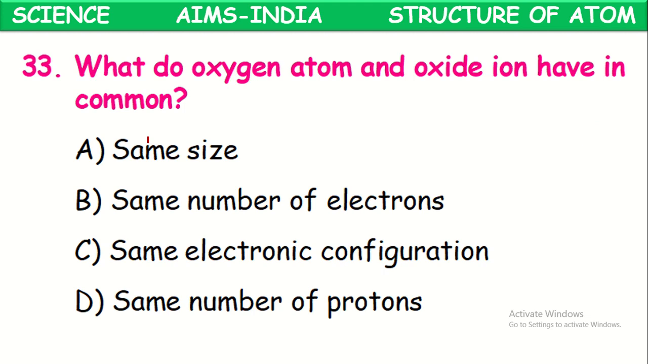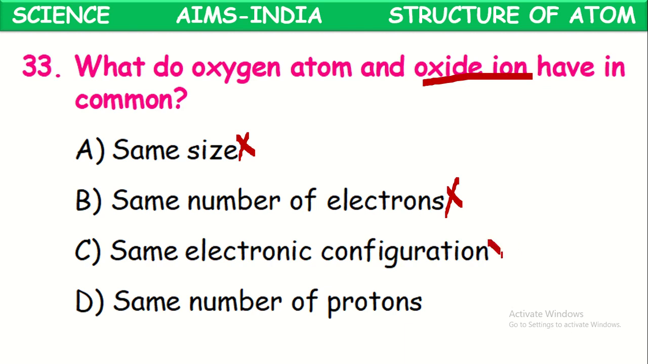The oxide ion is formed by gaining 2 electrons, so both will have a 2 electron difference. But the number of protons and the number of neutrons will be the same. So they will not have the same number of electrons. Same size won't be there because it is gaining 2 extra electrons, so its size increases. Same number of electrons is also incorrect because there are 2 extra electrons.